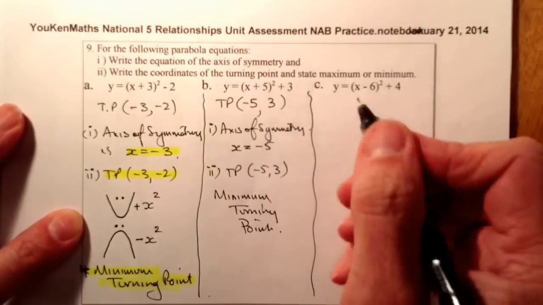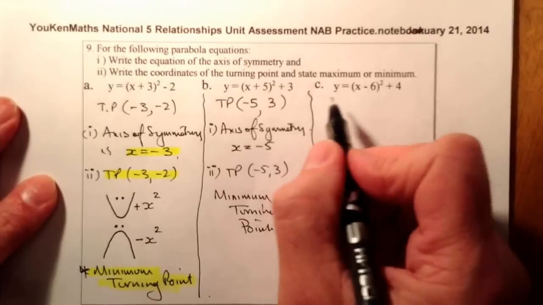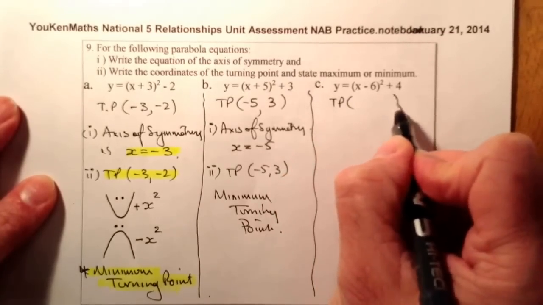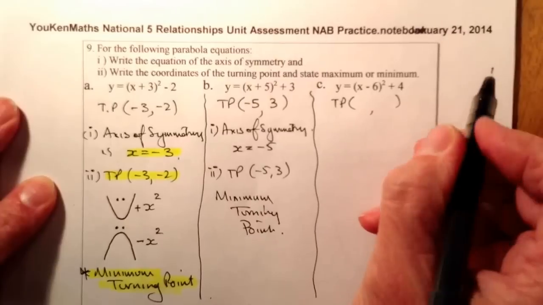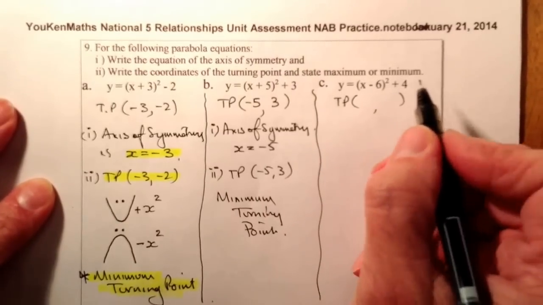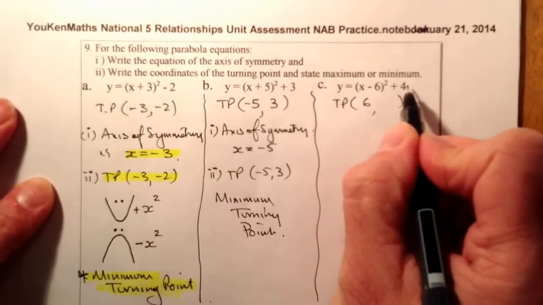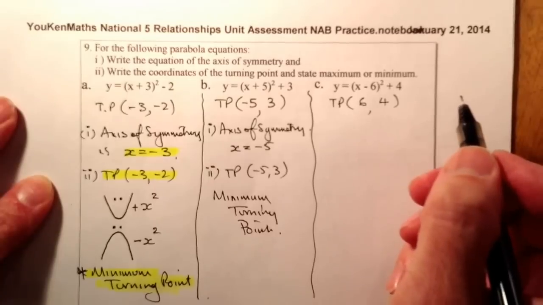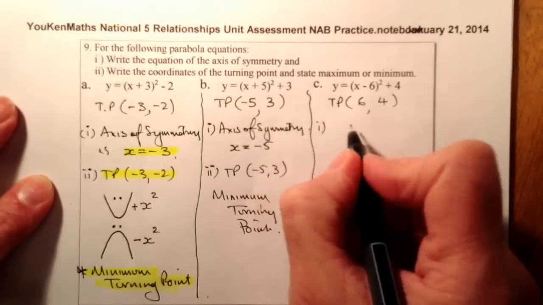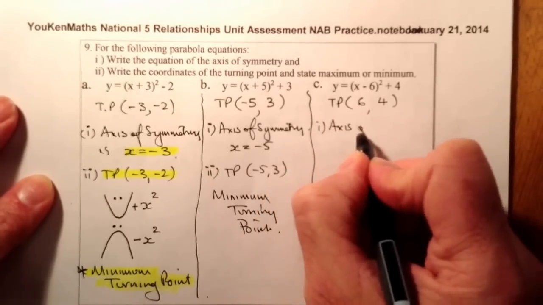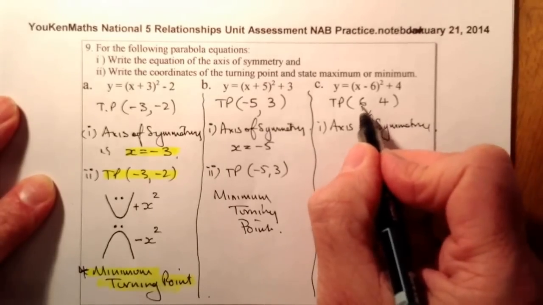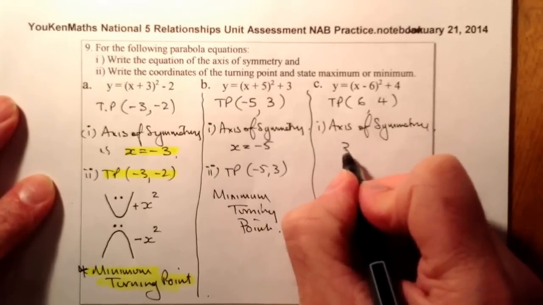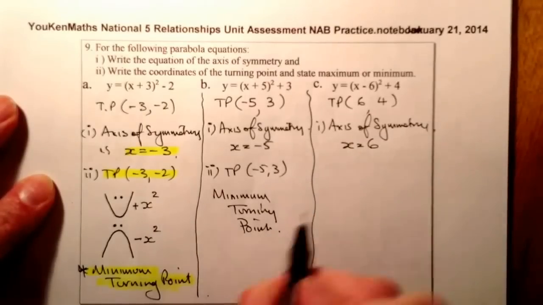Finally, last part we've got here, I'm going to write down the turning point again. Turning point's the opposite of that. If that's a -6, it's slid the graph along to the right hand side. So that's going to be 6. Take the value from there, it's 4. First of all, I'll get my equation of the axis of symmetry. And what I have for that is my x-coordinate. So x is equal to 6 is the answer for that one.